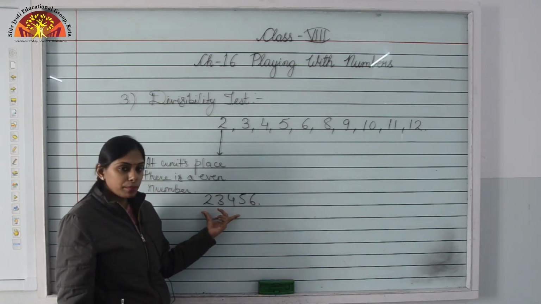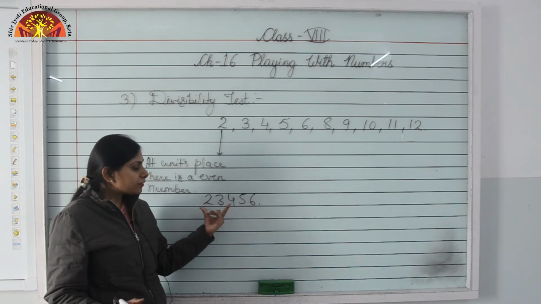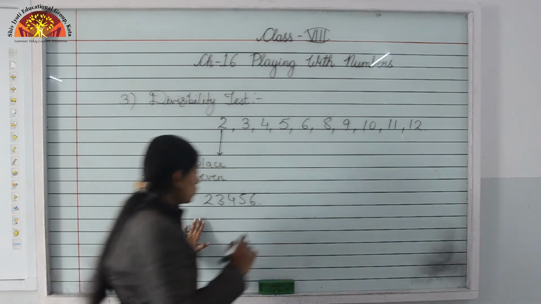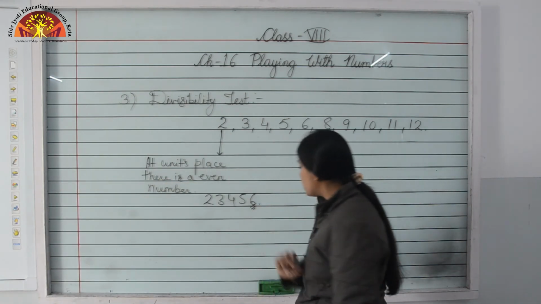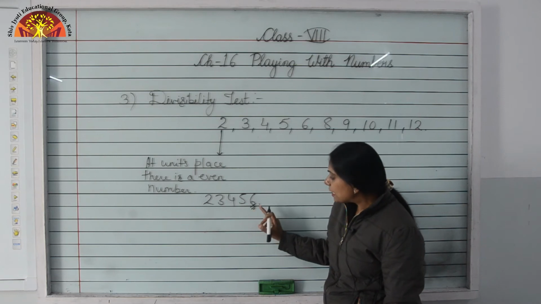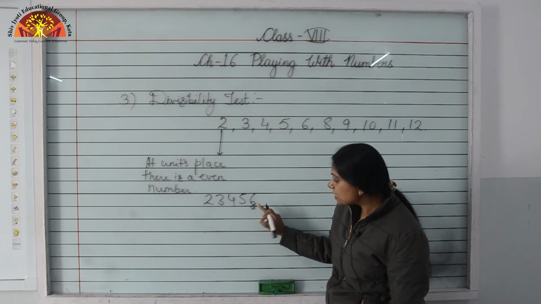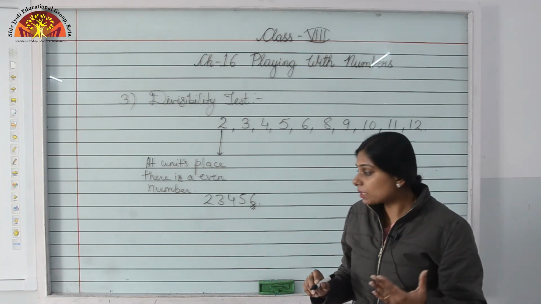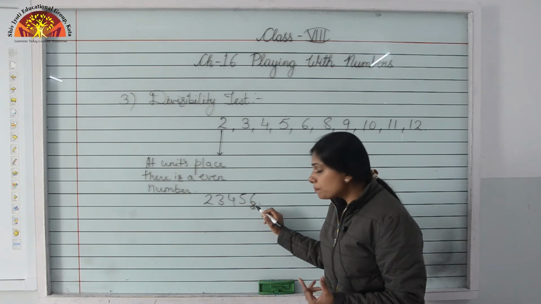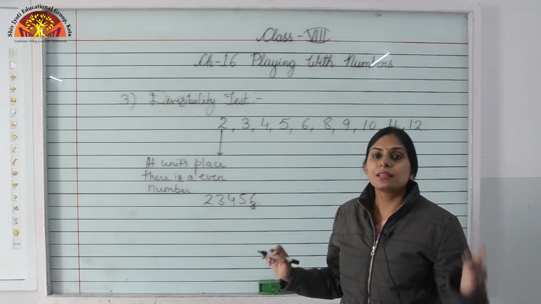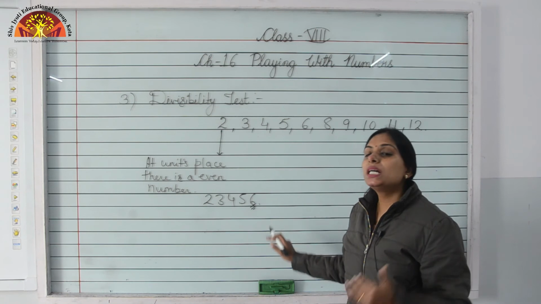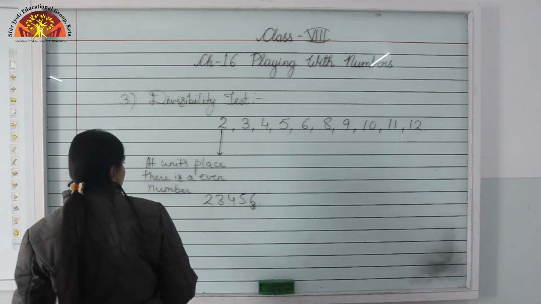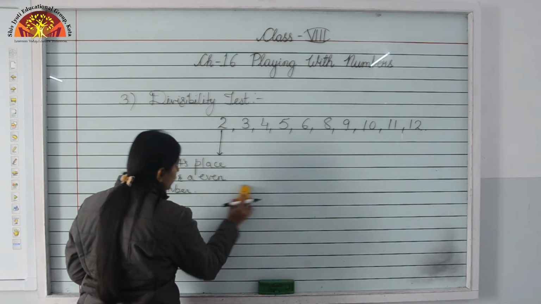Now I have to test whether this particular number is divisible by 2 or not. At units place, this 6 is at the units place. You can see, children, that at one's place there is a number 6 and 6 is an even number. This means if at units place there is an even number, then we can say that a number is divisible by 2. Is it clear?